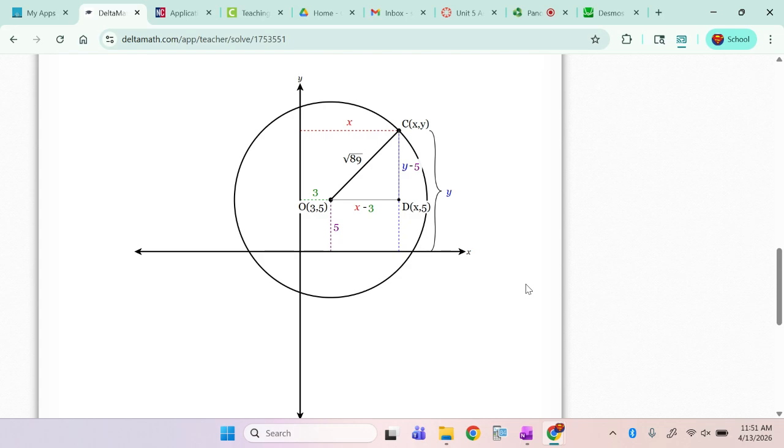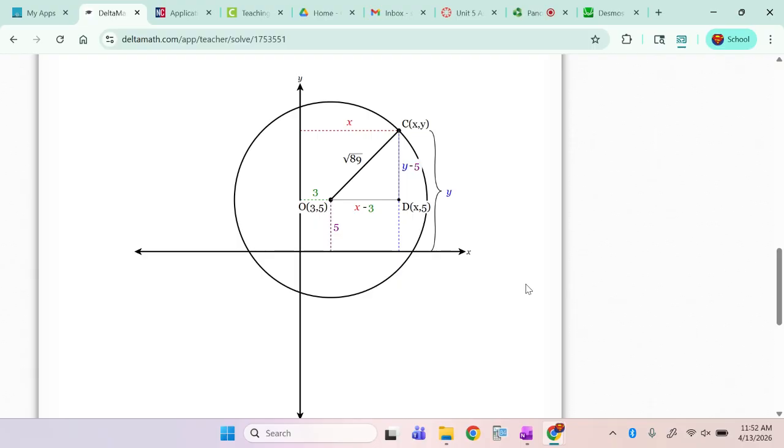So the center is (3, 5). Do you see a 3 and a 5 anywhere in the equation? Yes. Isn't it true that the x value is 3 and the y value is 5? The only thing that happened is the sign flipped. All right.